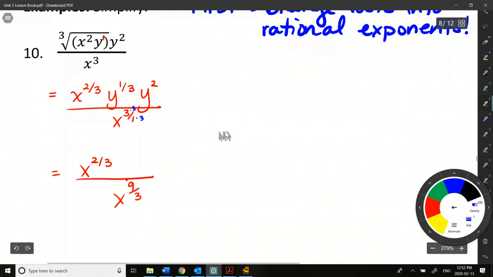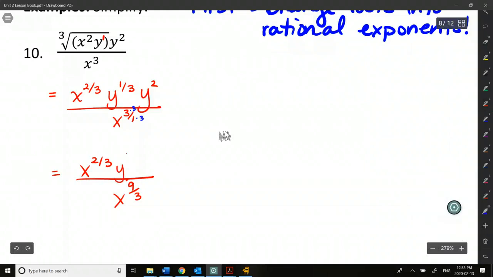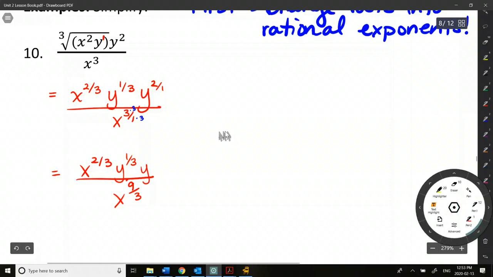Okay, and then with the y's as well, we also need that common denominator. So the y also happens to have a denominator of 3. So think of this as 2 over 1. And again, I want to create a common denominator here. So I'm going to multiply the bottom and top by 3 here. So we're going to get 6 over 3.